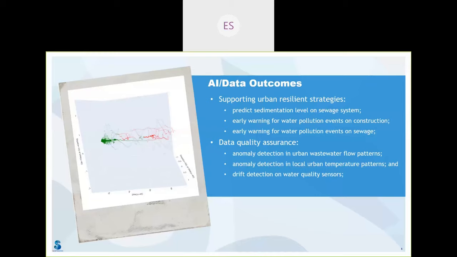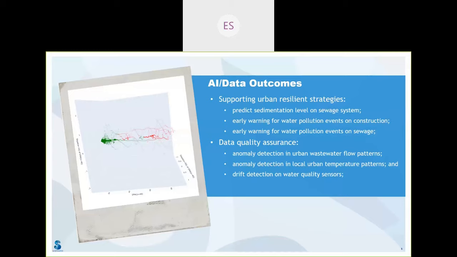On the other hand, we have 3 models for data quality assurance, because it's very important, no? If you have a data market, you have to provide data with high quality in order to be exploited in the future. For this reason, we have created three different models to address it. We have a model to detect anomalies in the flow patterns of the wastewater.